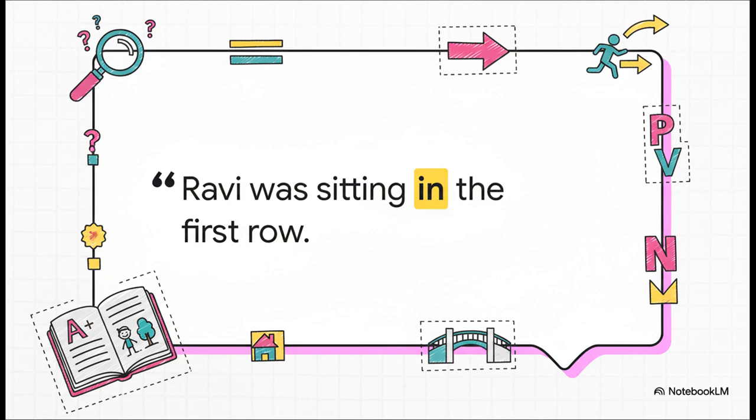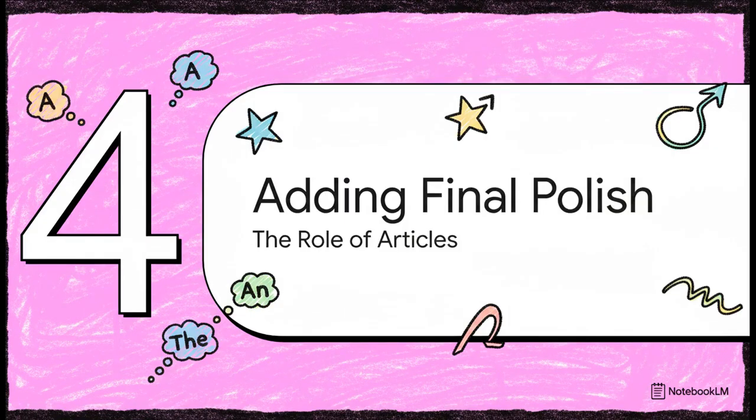In this question from page 6, Ravi was sitting in the first row. In tells us where he is. And in our sentence, the quick cat jumps over the lazy dog. The word over is our preposition. It explains the relationship in space between the cat's jump and the dog. So we have the main actors and the connections, but the sentence still feels a bit general.